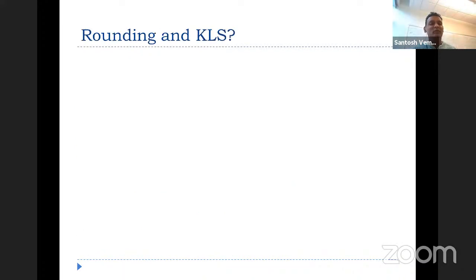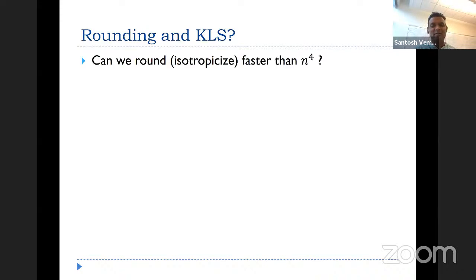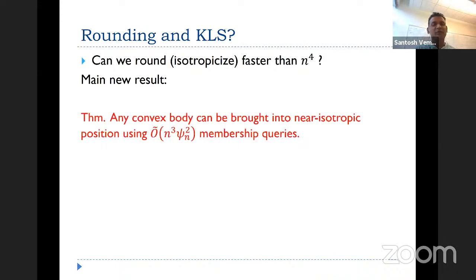But then still the question, if I start with an arbitrary body, how do I make sure it's well-rounded or isotropic? And this is what has been an open question all along. And the main new result here, I have a few minutes, is that any convex body can be brought into near isotropic position using n cubed times psi squared membership queries. Okay, psi is the KLS constant.